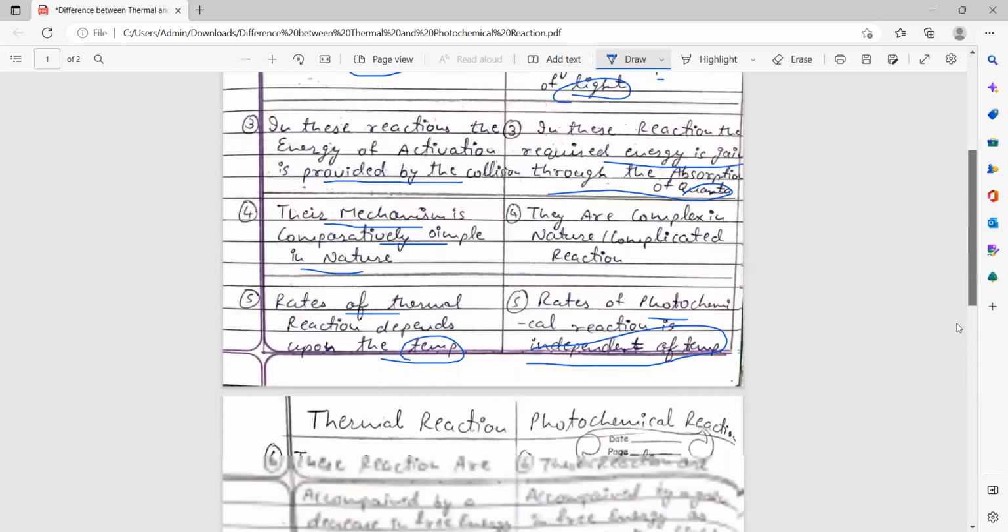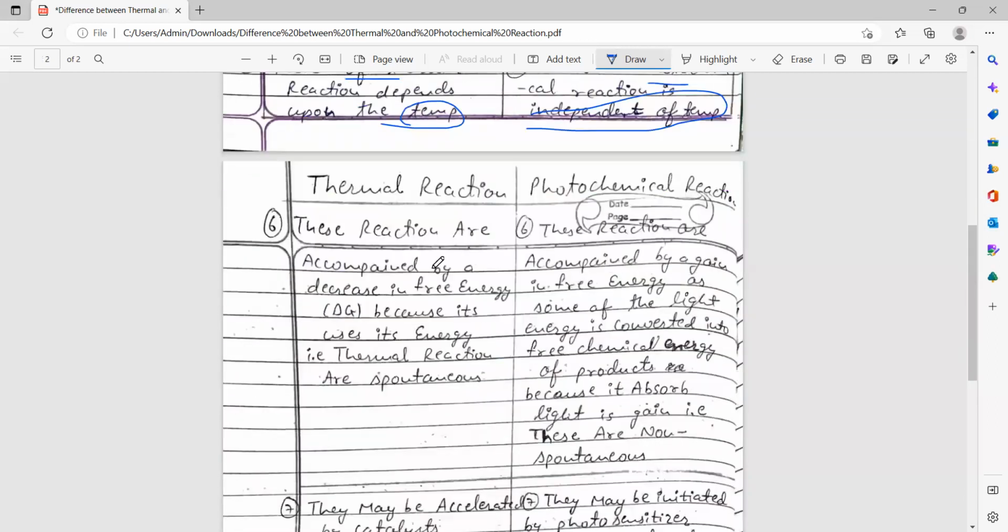The next difference: thermal reactions are accompanied by a decrease in free energy because they use up energy. That's why the Gibbs free energy decreases. Thermal reactions are generally spontaneous in nature. In photochemical reactions, free energy is gained from light, or we can say it is converted into free chemical energy, and it is a non-spontaneous reaction.